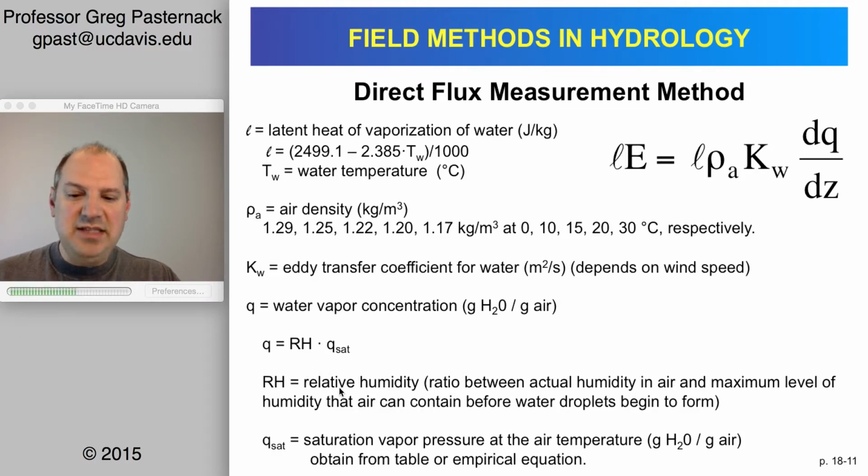So what this means is if we measure the relative humidity, then we can estimate qsat from temperature. We can get the air density from temperature. We can get the latent heat of vaporization from the temperature of the water, and we can get the eddy transfer coefficient from the wind speed. So the key now is, how do you measure relative humidity?